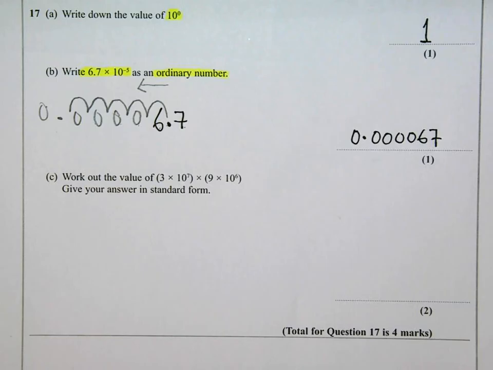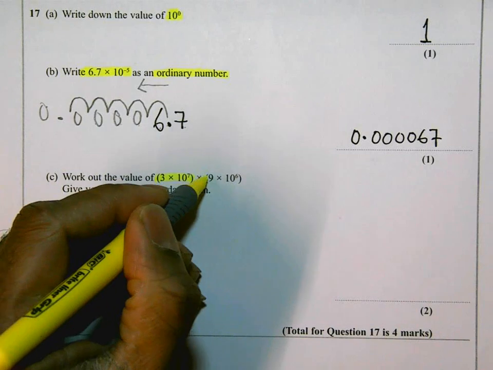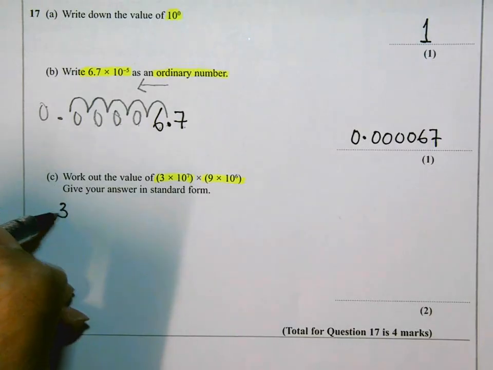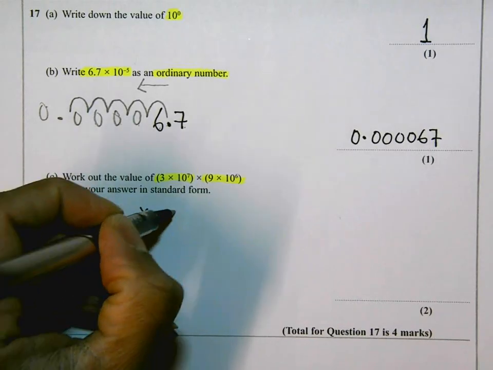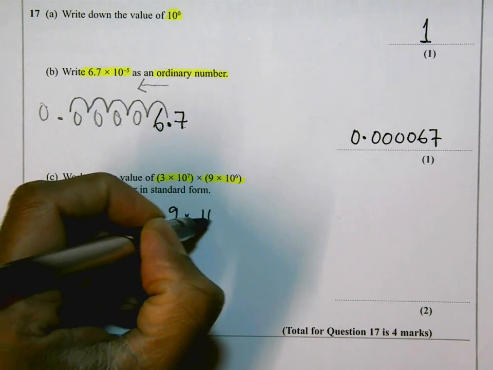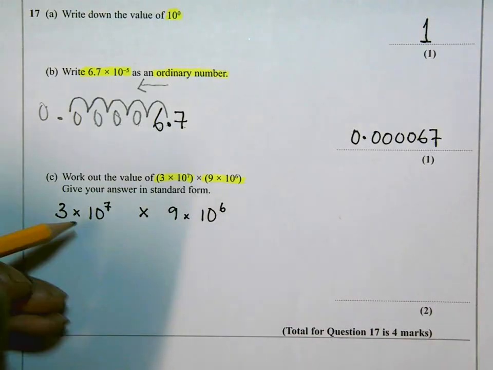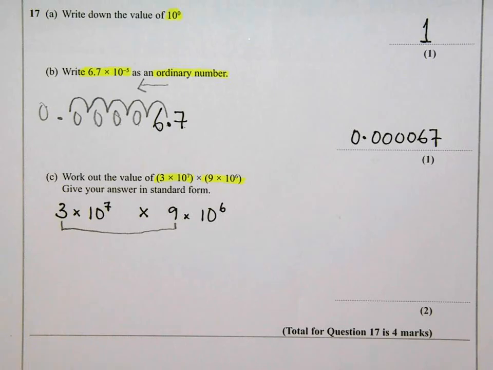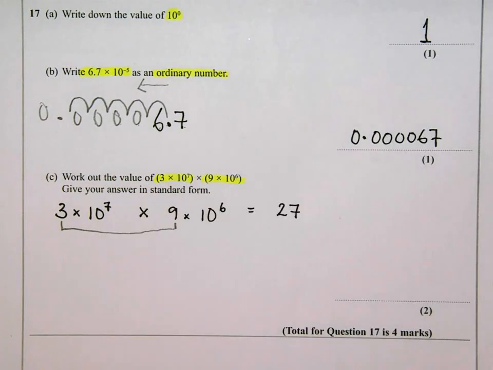Part C says work out the value of 3 times 10 to the 7 multiplied by 9 times 10 to the 6 and give your answer in standard form. So let's look at that. 3 times 10 to the 7, and I'm going to times that by 9 times 10 to the 6. What you need to do is handle the numbers separately. 3 times 9 is 27.